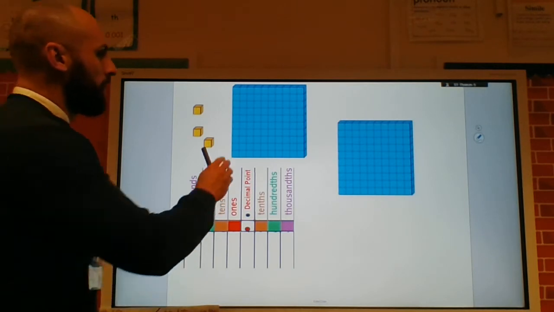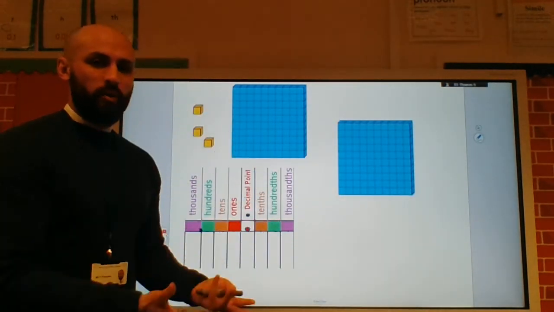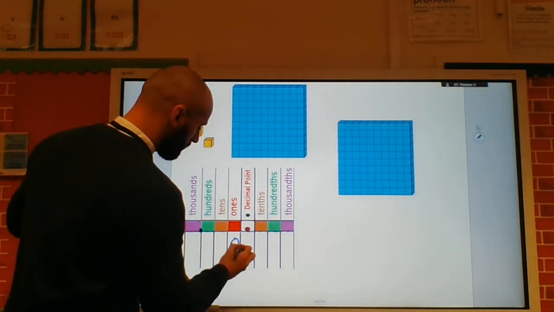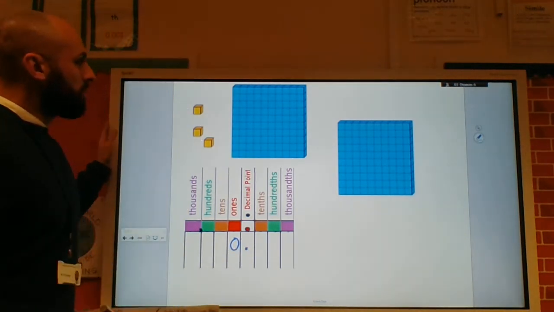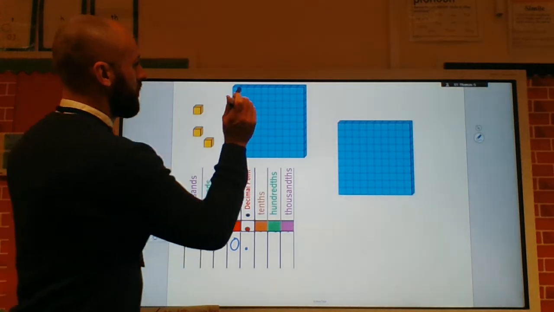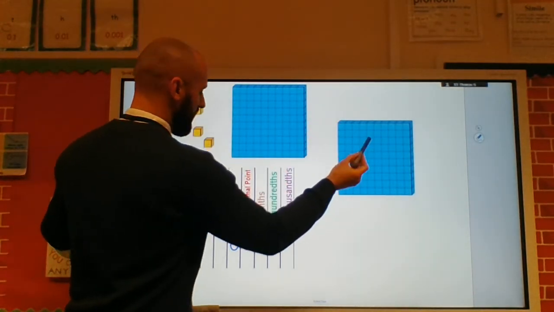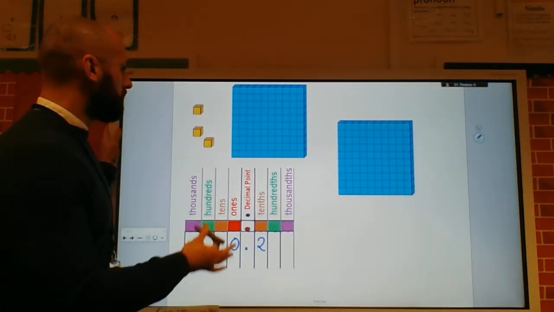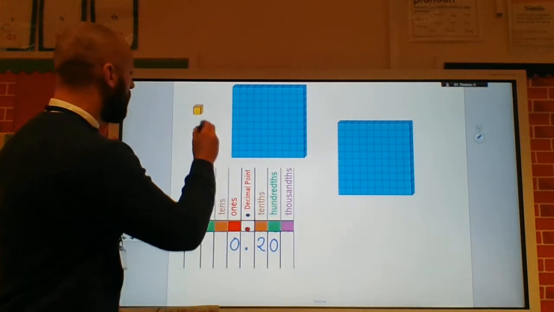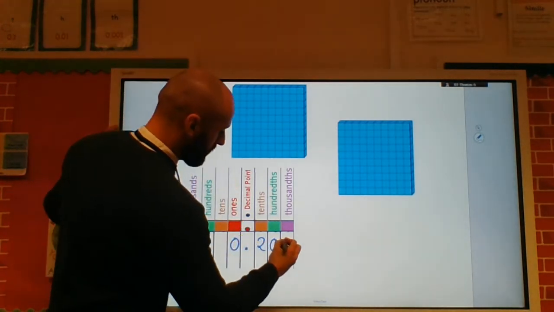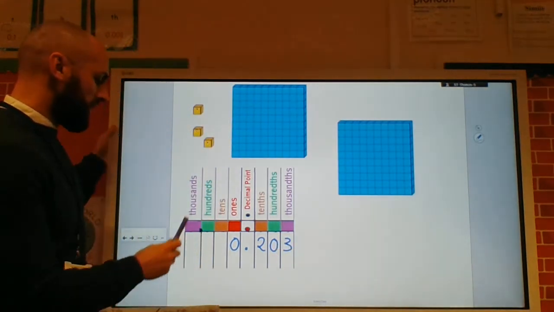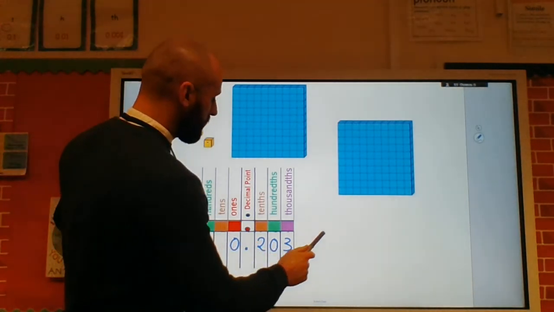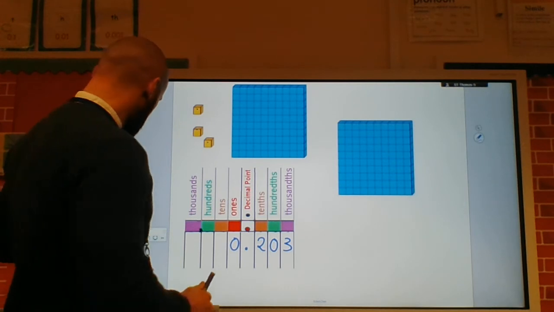If I look here now, well, I can't see 1,000 anywhere. So I've got no whole numbers there. Okay. But I can see tenths. 1 lot of 10, 2 tenths. There are no hundredths anywhere. But there are 1, 2, 3 thousandths. Okay, so that number is 0.203. I could even call it 203 thousandths.